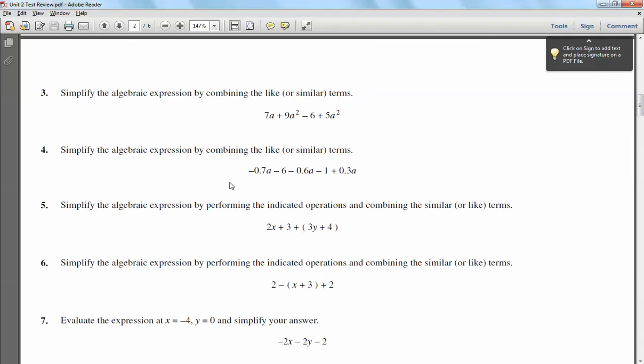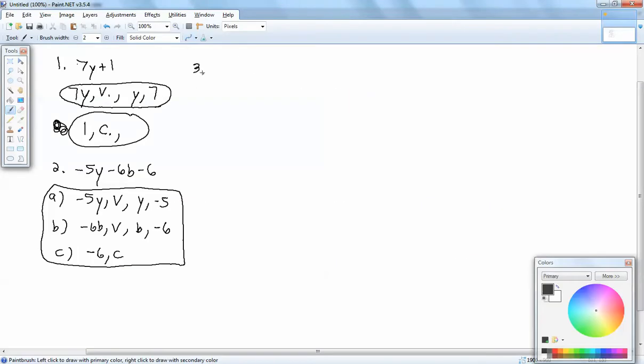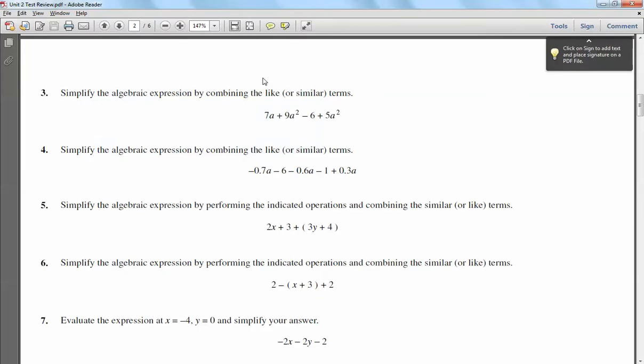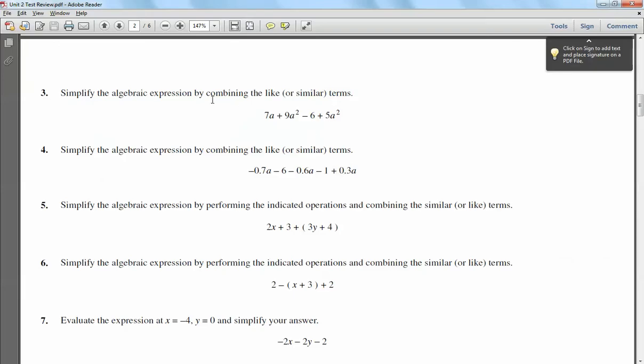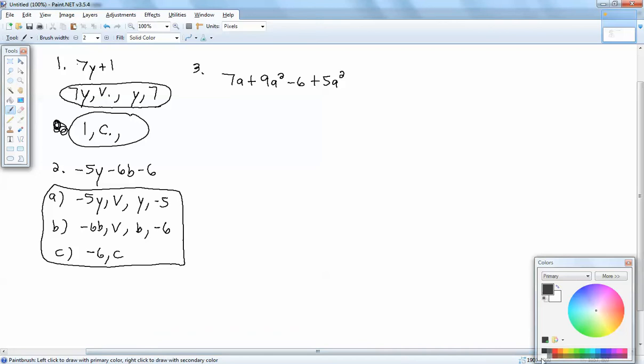Okay, let's take a look at number 3. We got 7a plus 9a squared minus 6 plus 5a squared. And simplify the algebraic expression by combining the like terms or similar terms. Well, like terms, same variable to the same power. So here's an a squared and here's an a squared. To combine those together, we add or subtract the numbers that are in front of them. Well, 9 plus 5 gives us 14, a squared.